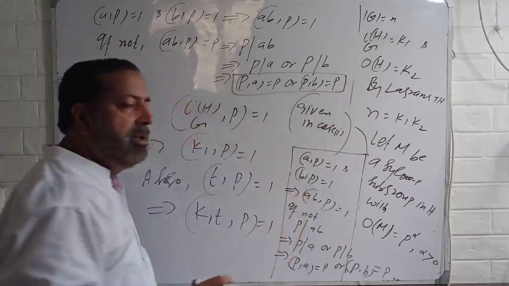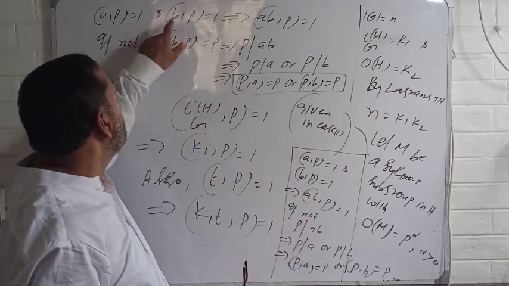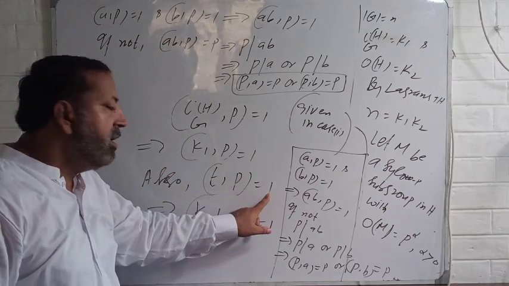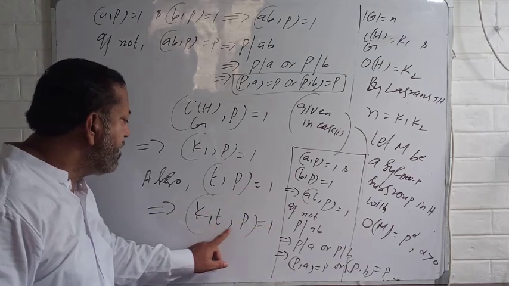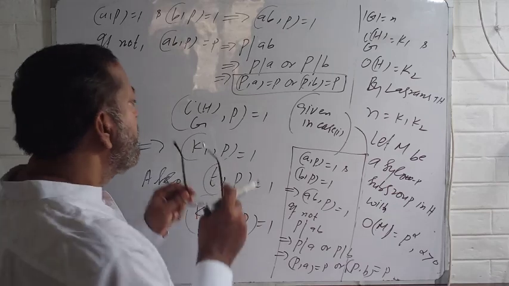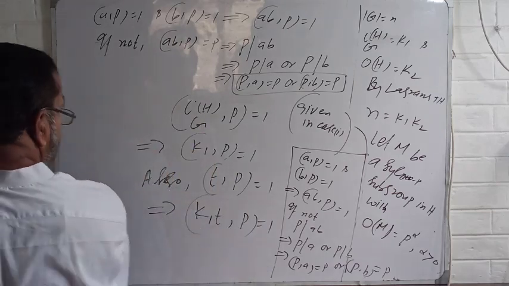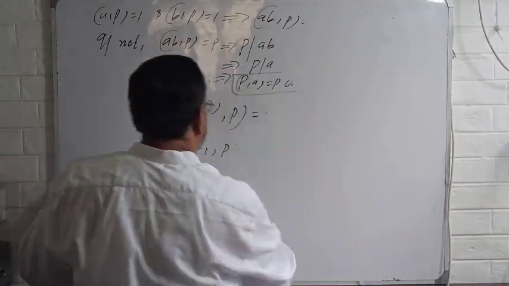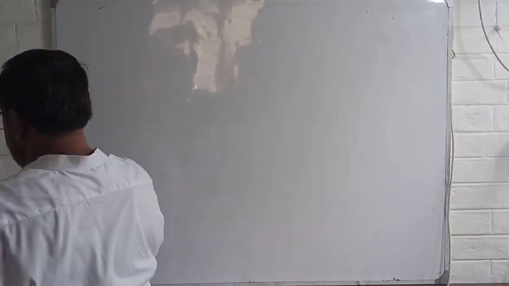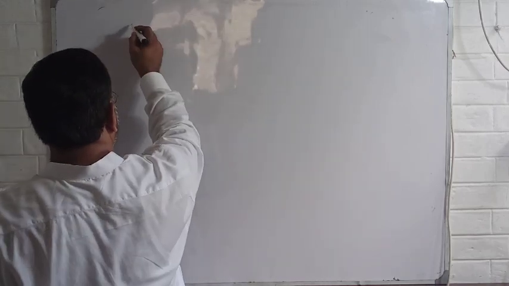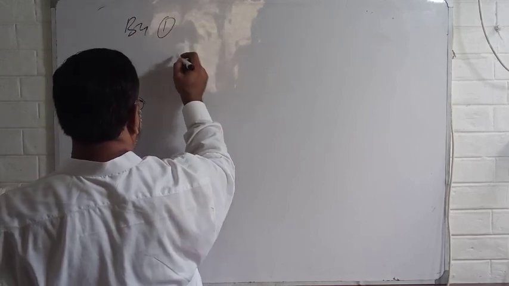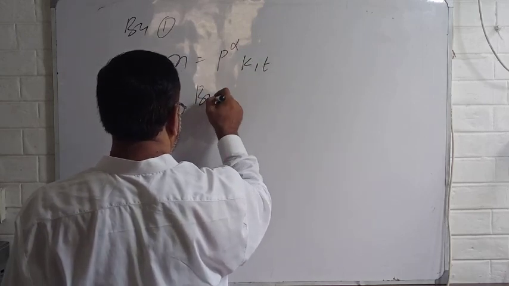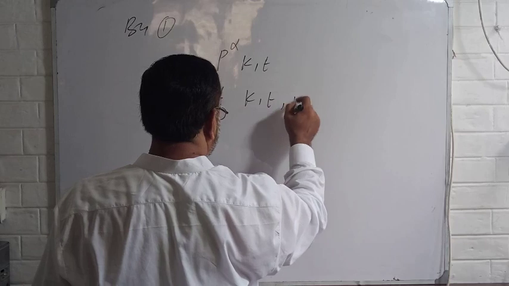So look, this is a contradiction, because you are given that (a, p) is equal to 1 and (b, p) is equal to 1. That's why if (k1, p) is equal to 1 and (t, p) is equal to 1, then clearly you have shown that (k1 t, p) is equal to 1. So by equation 1, you have n is equal to p power alpha k1 t, but (k1 t, p) is equal to 1.